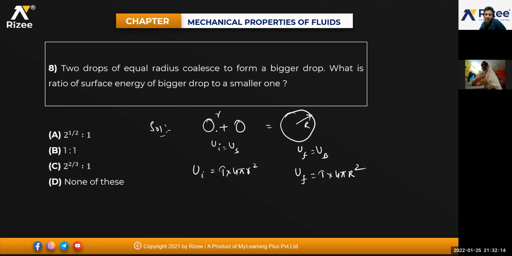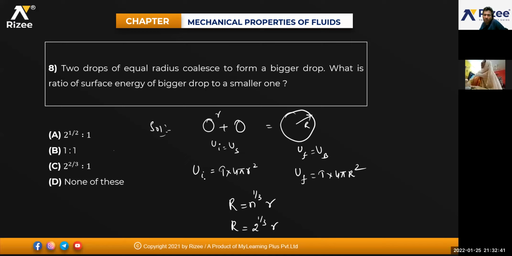So what is the relation between small r and capital R, beta? Capital R is equal to n to the power of 1 by 3 into small r. How many droplets are there, beta? Two droplets. So capital R is equal to 2 to the power of 1 by 3 into small r. Clear? That is the relation of the radius.